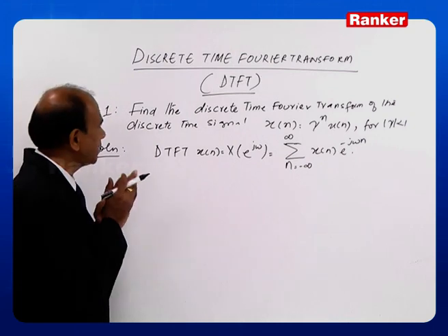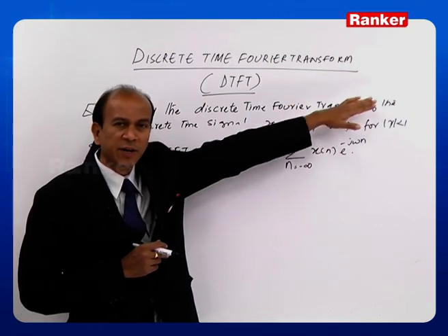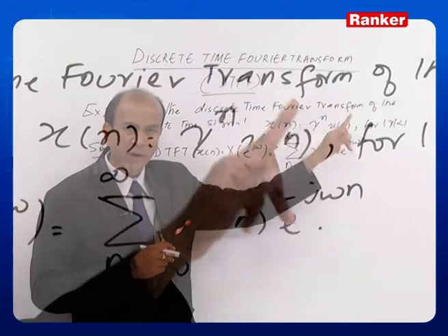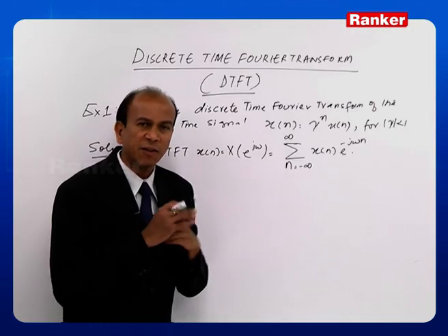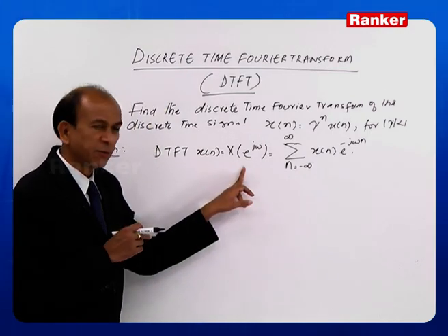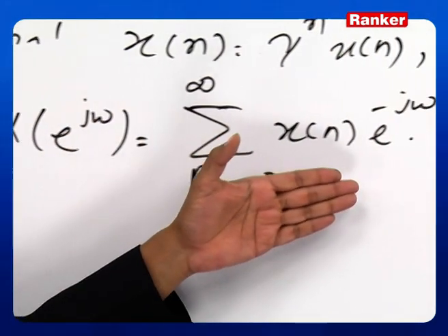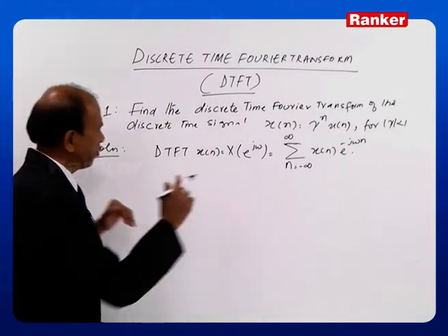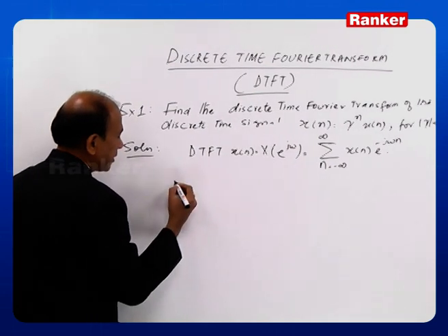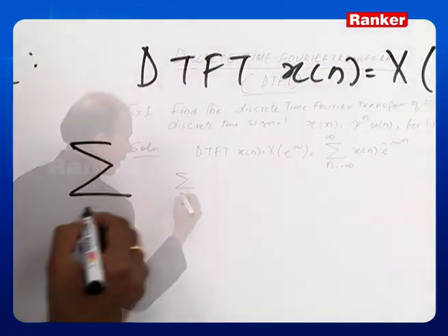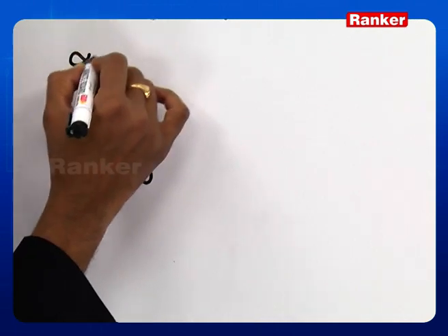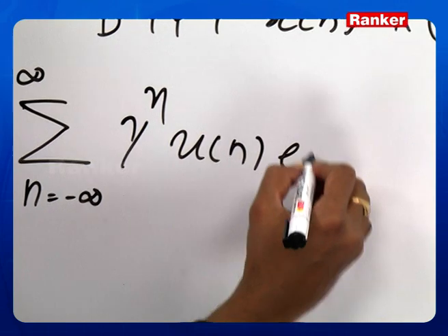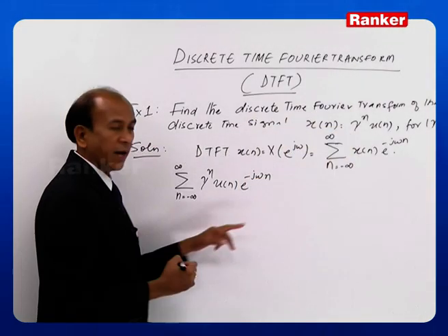Let us see this example. The example says you have to find the Fourier transform for a given signal x of n equal to gamma to the power of n, u of n. Let us write the formula first. The DTFT of x of n, X of e to the power of j omega, is summation minus infinity to plus infinity x of n e to the power of minus j omega n. This is the formula which we know. Now, let us put in what we know. That is equal to n equal to minus infinity to plus infinity gamma to the power of n, u of n, e to the power of minus j omega n.